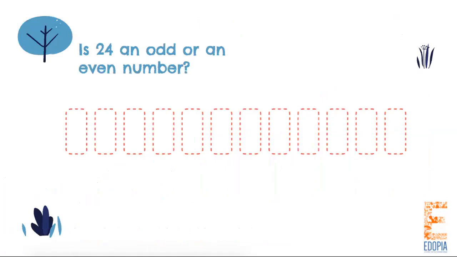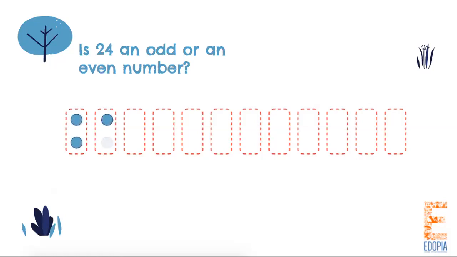Okay, now the question is, we have a 2-digit number. It is 24. Can we do the same drill again and again for even bigger numbers? Let's figure out another way to assess if a number is an even number or an odd number. Let's begin with this practice. Let's start putting the discs, 24 discs, into groups of 2s.